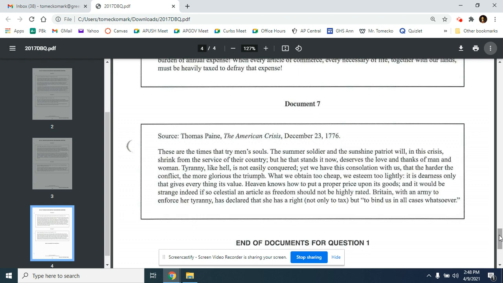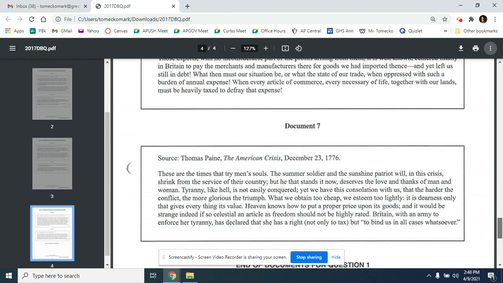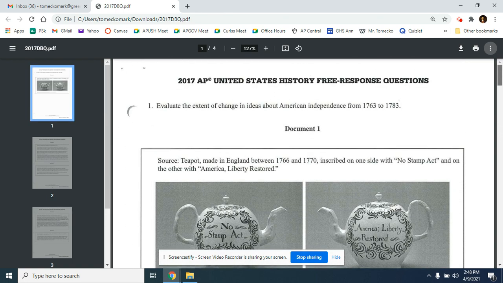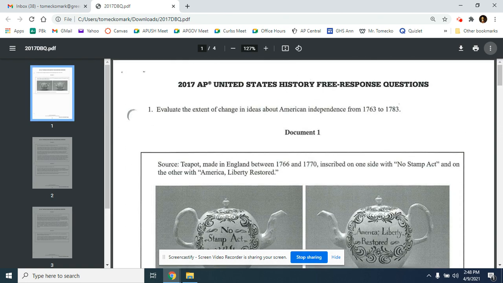And again, we have a familiar document. Thomas Paine, we should know who he is, and maybe even be familiar with this pamphlet he wrote. This is at the very end of the year, 1776. And that ends it, right? 7 of them.